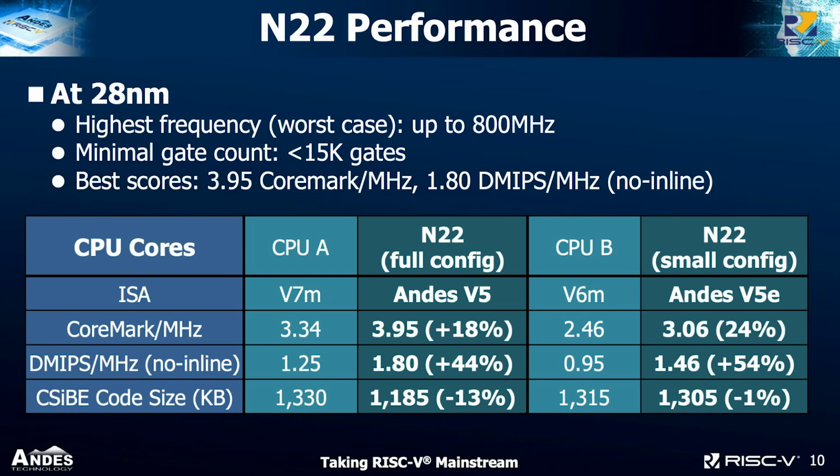And for code size, again, we are not comparing with the other guy using GCC. We're using their commercial compiler. So for code size, we are smaller compared to CPU A. And for CPU B, code size is very similar. Okay, so this is very good data.